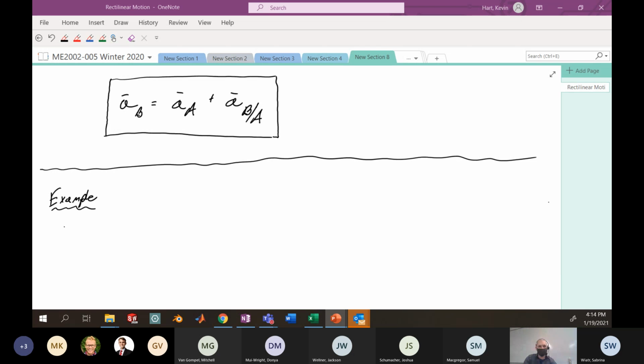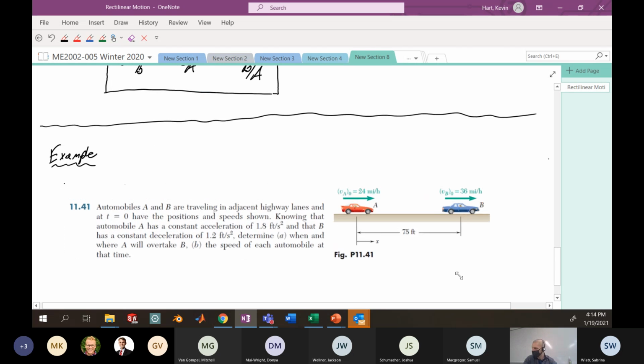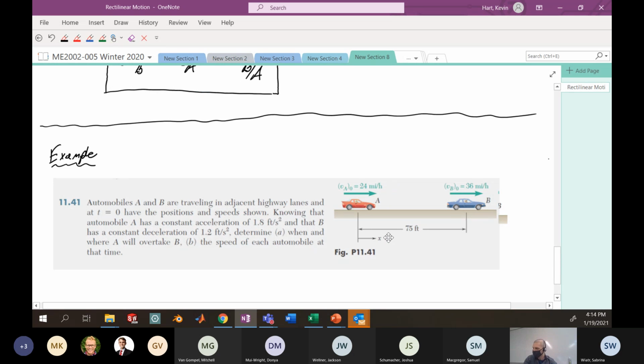I'll just copy paste this right in here. You have a homework problem very similar to this, I think number 4 from your homework. The classic two automobiles on the highway problem. Classic. All right. Autos A and B traveling in adjacent highway lanes. Very important because we don't want them running into each other. All right. At t equals 0, have positions and speeds shown.